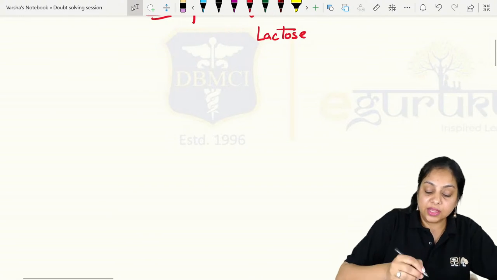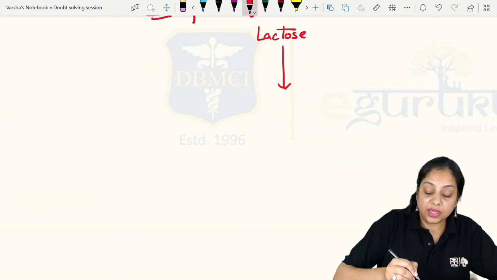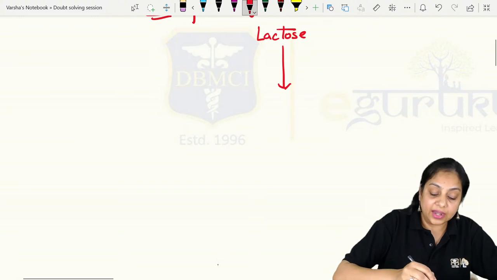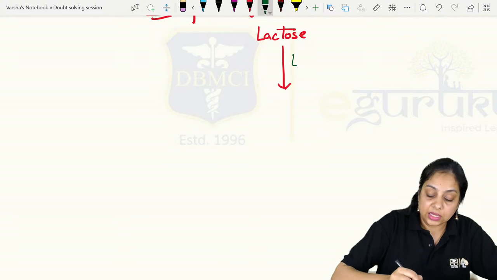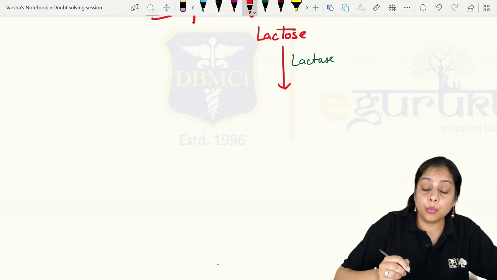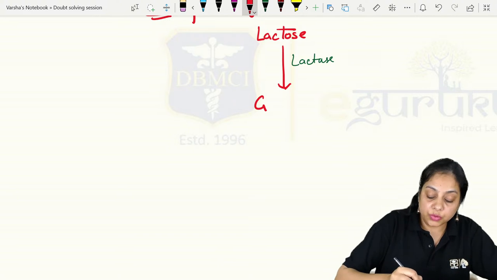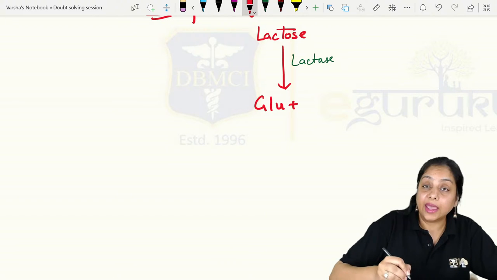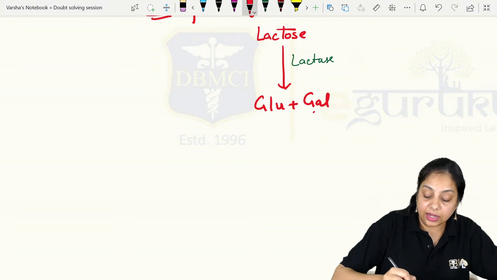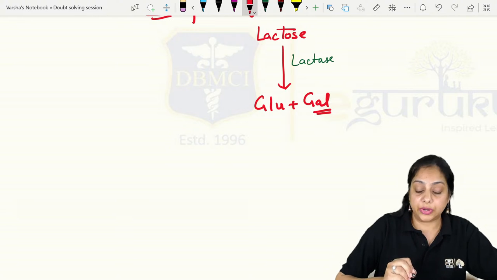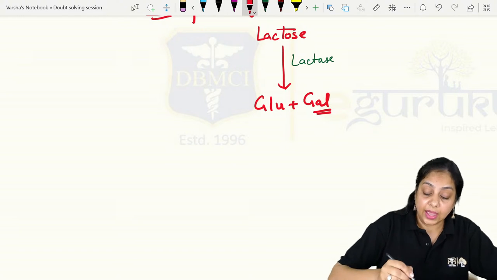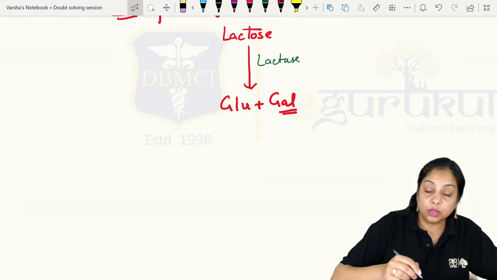Lactose in your body gets digested. Lactose is a disaccharide, so the lactase enzyme is going to convert it into monosaccharides. Those monosaccharides are glucose and another one, galactose. Here is the culprit, right? And galactose can be converted to glucose.